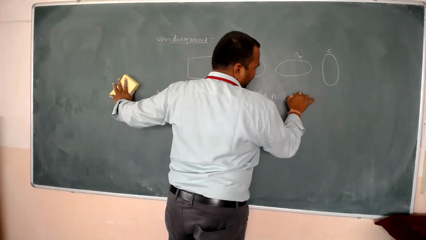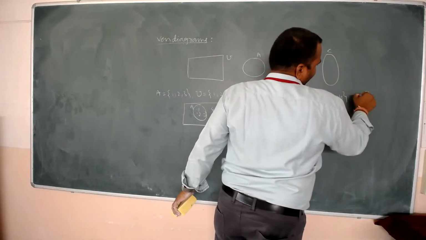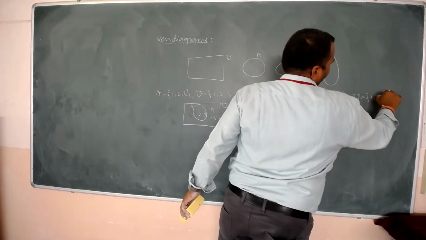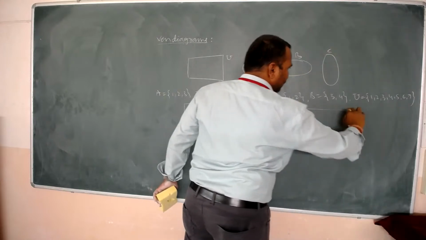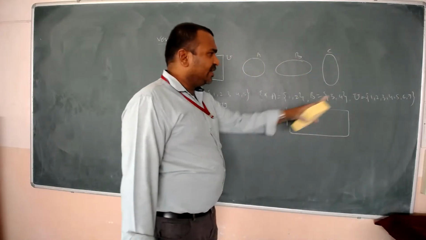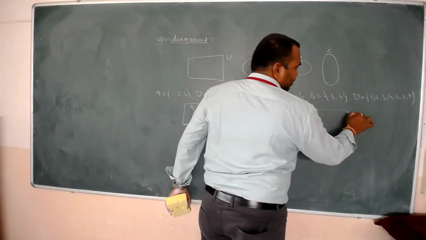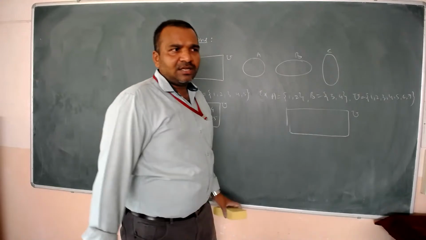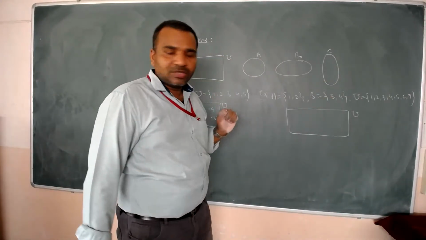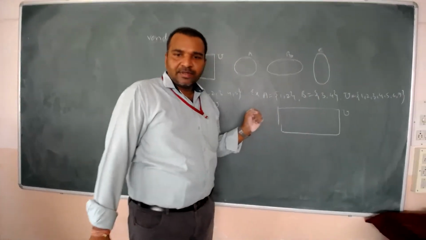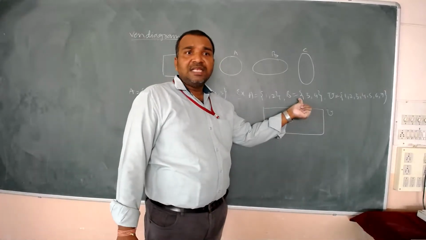Now one more example. A = {1, 2}, B = {3, 4}, and the universal set U = {1, 2, 3, 4, 5, 6}. I want to represent the relation between these sets using diagrams. See here, this is the universal set. What are the elements in the universal set? 1, 2, 3, 4, 5, 6. Here A and B are subsets.